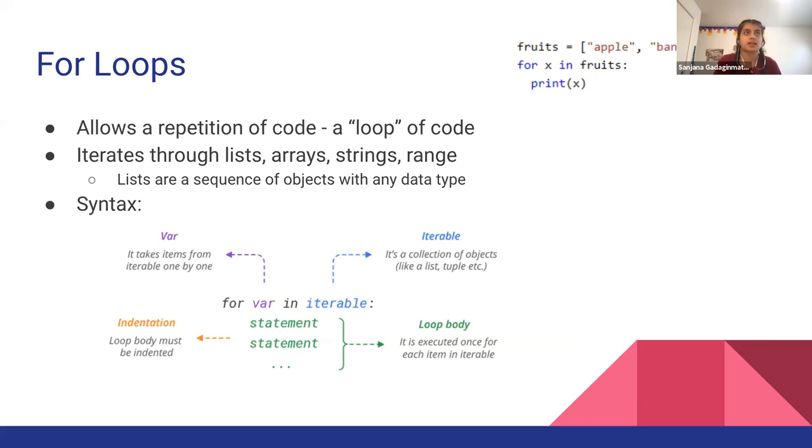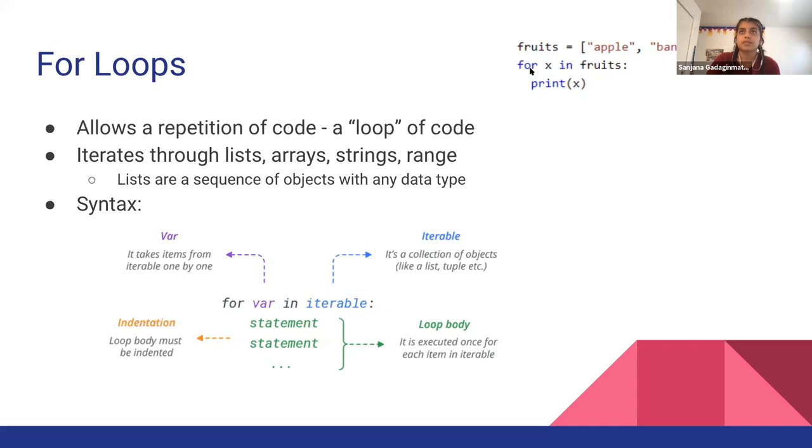And so this is the syntax for for loops. You start off with for, and then you have the variable, and it says for the variable in the iterable, which again is either a list, array, a string, or a range, do these statements, and then keep going until the for statement is false. That makes sense. So the variable is taking items from the iterable one by one, and the iterable is that collection of items. Yeah.